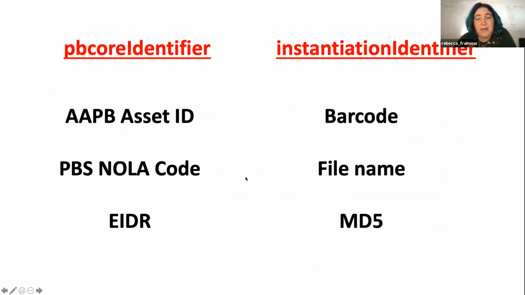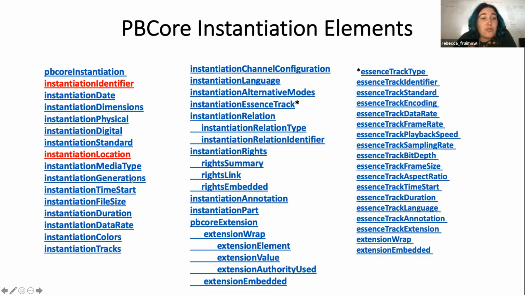So I also mentioned that both, where would you put the description of the physical media in the extension wrap? Most of PBCore is designed to give you specific ways to put the description of the physical media without having to wrap that in a different standard. So, PBCore instantiation has dimensions. It has an instantiation physical, which is sort of a description of the format. It has media type. It has colors and tracks and channel configurations.